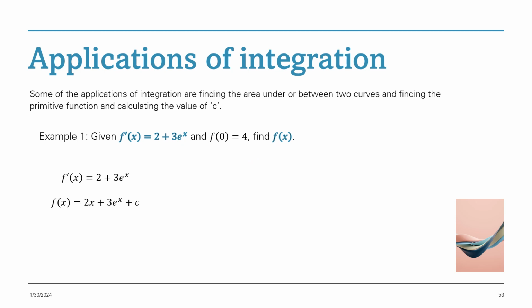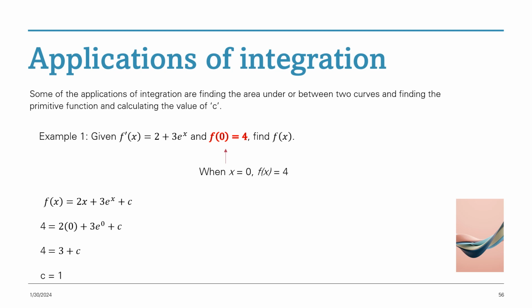When we integrate 2 plus 3e to the x, the 2 goes to 2x, and the 3e to the x stays as is, and then you put a plus c on the end. Now we substitute in the values from f of 0 equals 4. When x equals 0, f of x equals 4. So putting those in, 4 equals 2 lots of 0 plus 3e to the 0, which gets you 4 equals 3 plus c, so c equals 1. Going back to our equation, that means f of x is 2x plus 3e to the x plus 1.